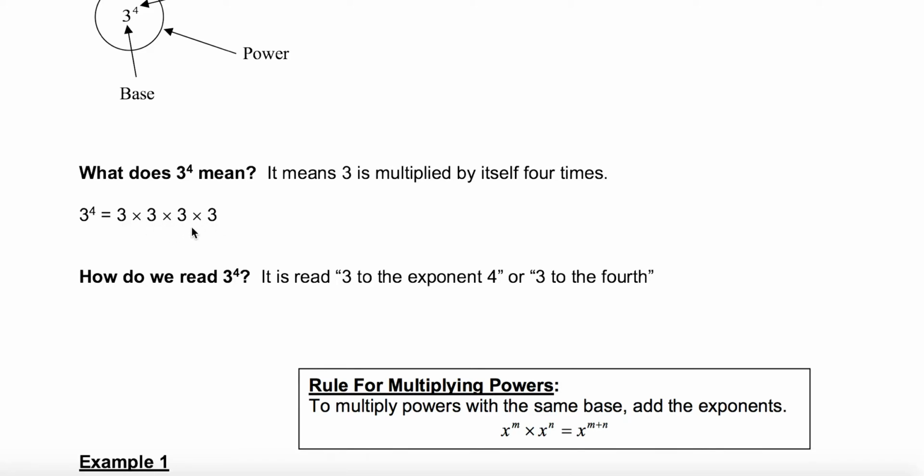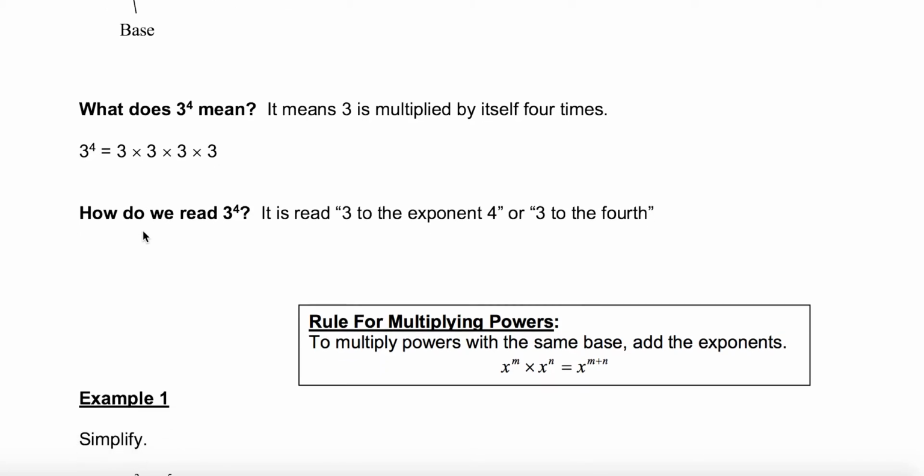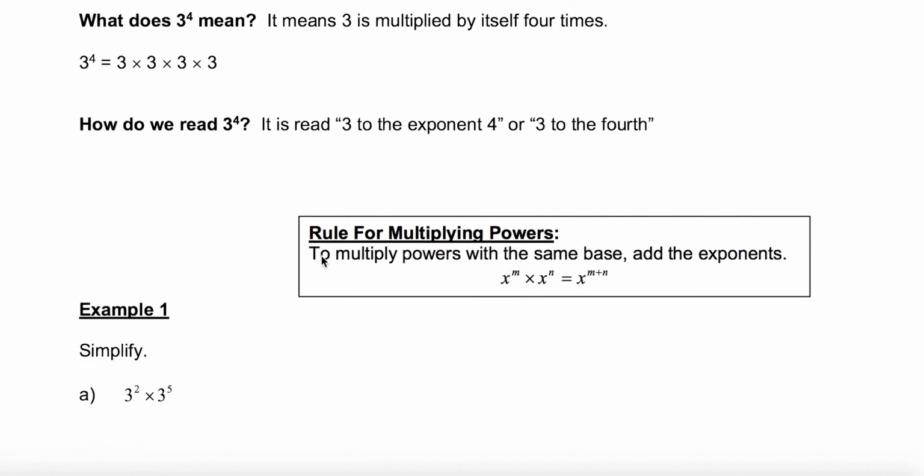That is expanded form. How do we read 3 to the 4th? It is read 3 to the exponent 4 or 3 to the 4th, but never 3, 4, because that suggests that you're just multiplying 3 times 4, which isn't correct.